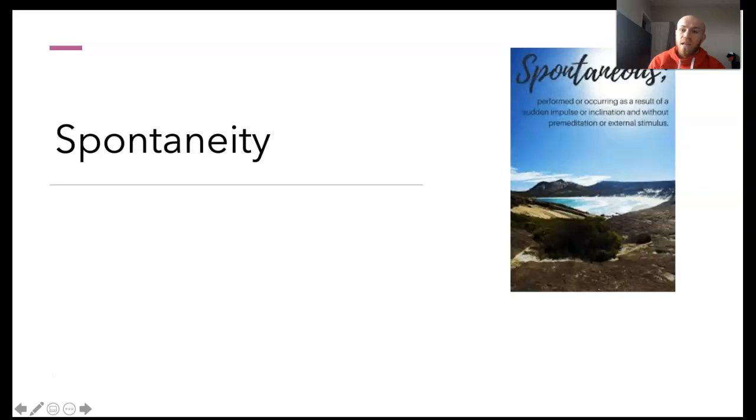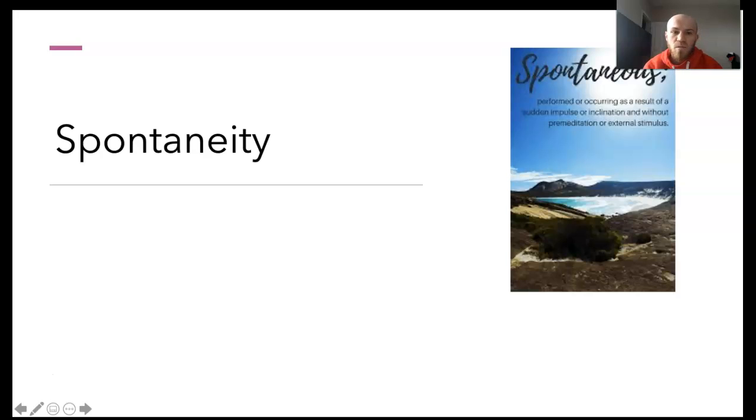So what is spontaneity, or spontaneous? I have a little picture there on the right hand side. I kind of like that quote. It's something you say if you do something in life that's spontaneous, as performed or occurred as a result of a sudden impulse or inclination without premeditation or external stimulus. So you kind of just go for it and do it.